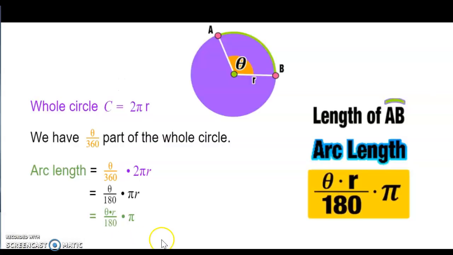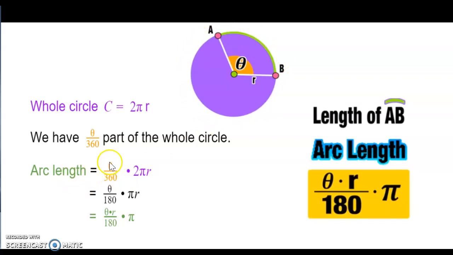Here's a quick explanation of how they got the formula for arc length. So let's just talk about whole circle circumference. That's 2 pi r. The whole circle is 2 pi r. But of that, we're interested in just the portion that is inscribed by this angle theta. So since I know that the whole revolution is 360 degrees, we have theta over 360 degree part of the whole circle.